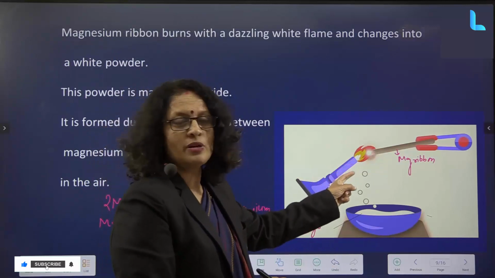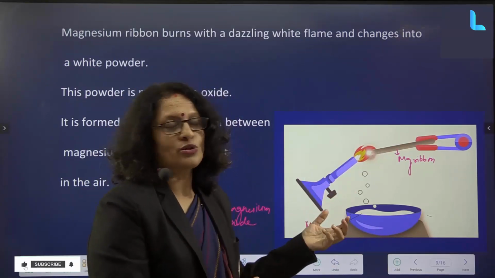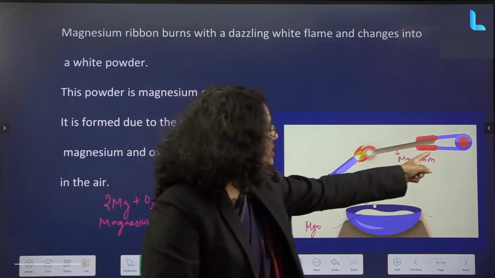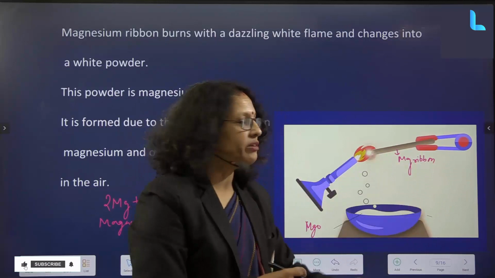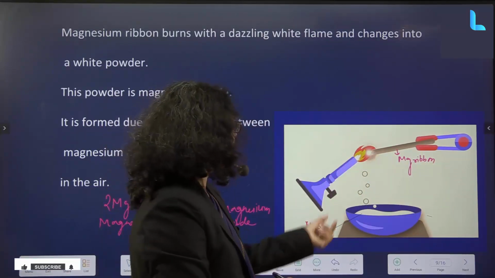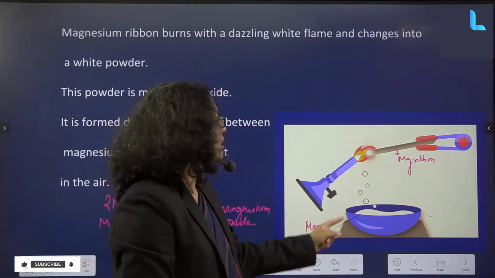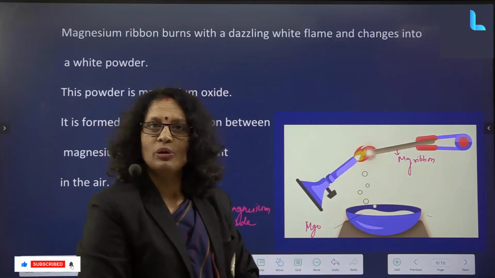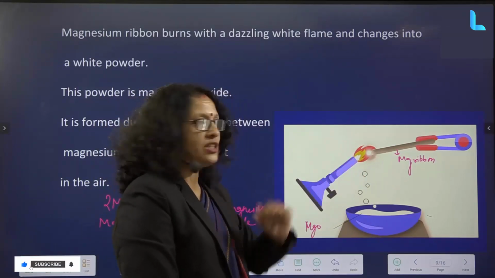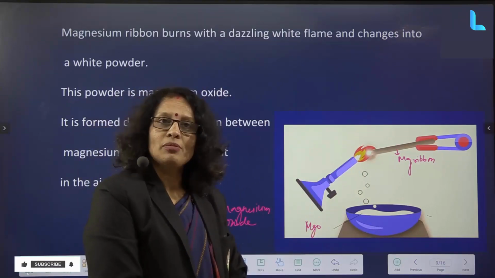See, this is a Bunsen burner. It was invented by a scientist named Bunsen, that's why it is called a Bunsen burner. There is a small magnesium ribbon. This is called a tong, a holding device. When the magnesium ribbon is burnt in the presence of the burner, the ash is collected in a container. The color of the ash and the color of the magnesium ribbon are different. What does it indicate? Mg burns in the presence of oxygen, so you are getting MgO, magnesium oxide.